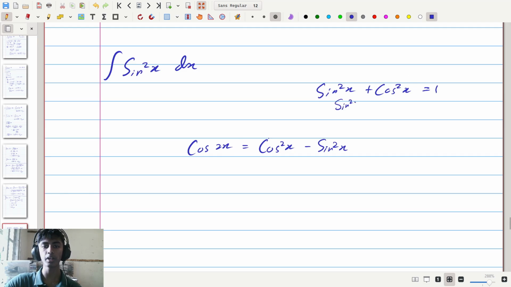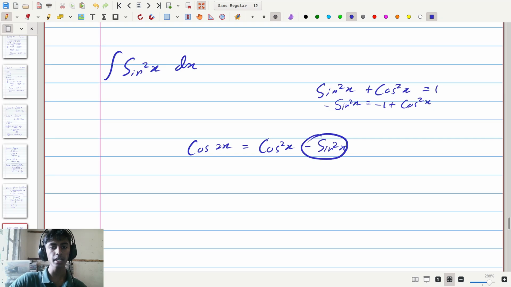Therefore, the sin² of x is equal to 1 minus the cosine² of x. Taking the negative value of this, we can see that the negative sin² of x is equal to -1 plus the cosine² of x. We are going to be substituting this in for this negative sin² of x in order to find the cosine of 2x in a different format.